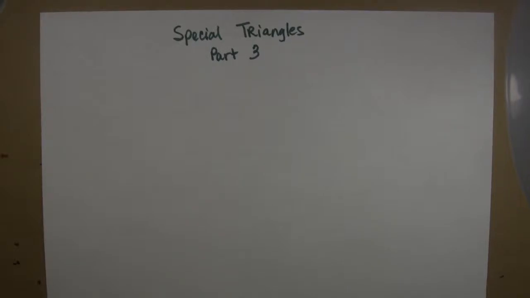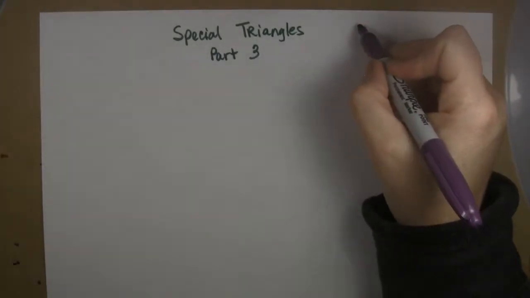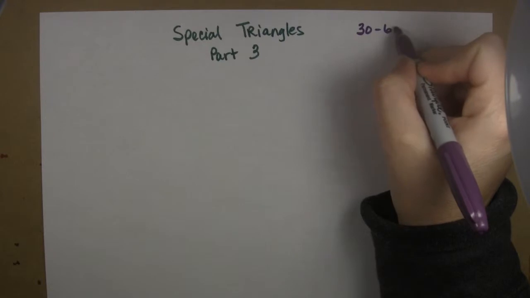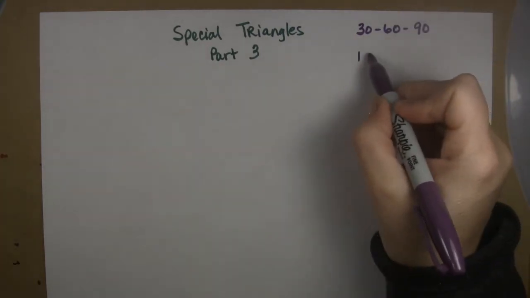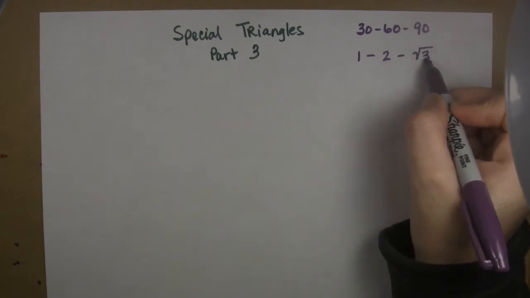Hello everyone, and welcome to the last video regarding special triangles. In this video, we're going to be looking at the 30, 60, 90 triangle, which is also known as the 1 to 2 to radical 3.